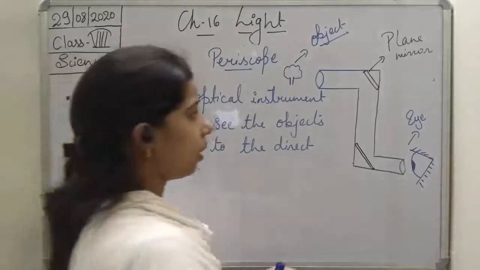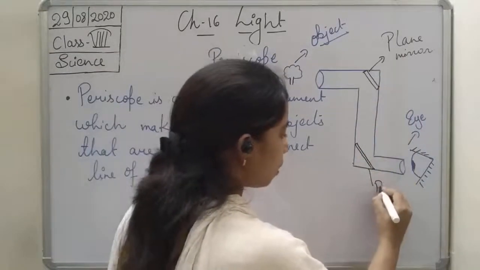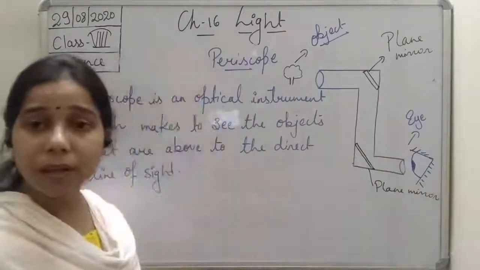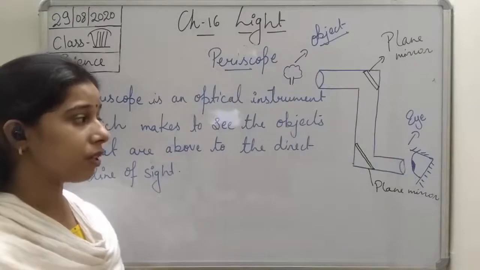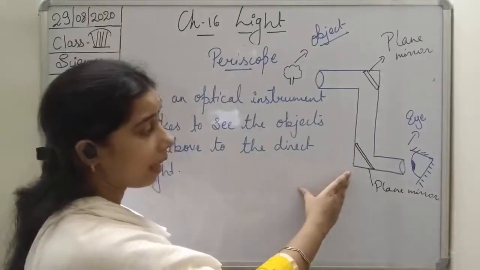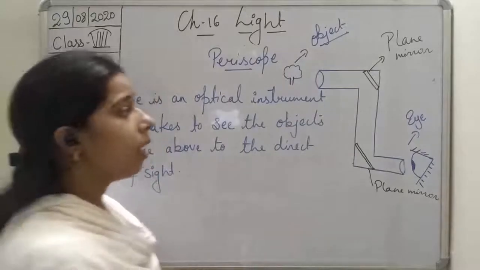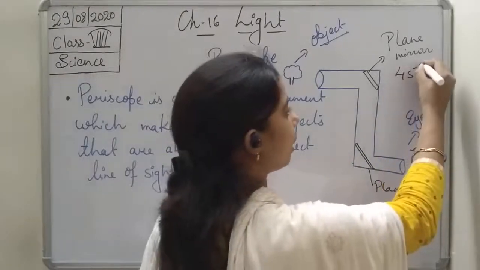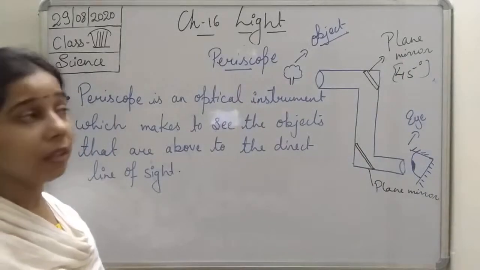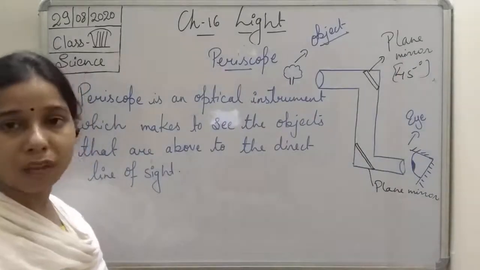plane mirrors. See here, this is a plane mirror and this one is also a plane mirror. Okay, and the angle between the plane mirrors, which are inclined at the corners of this tube, is 45 degrees. So with the angle of 45 degrees, they are attached to the corners of the tube.